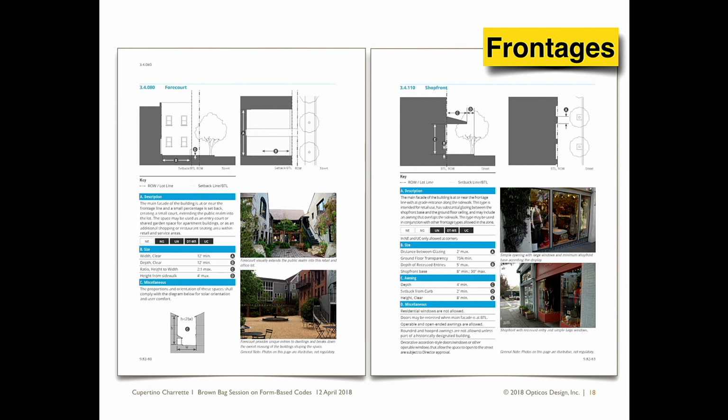I'm showing the forecourt on the left, which is you're walking down the sidewalk and then all of a sudden, whoa, there's an indentation and a little plaza, part of the building, and the buildings form it. And so this gives standards for how big that should be, how deep is too deep, what kind of ground floor openings you need to make that a positive space. And then the one on the right is for shop front.